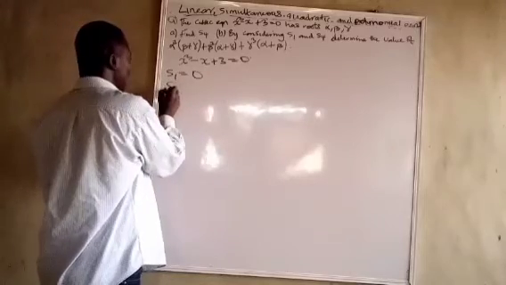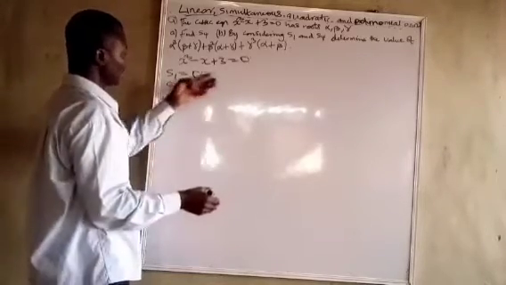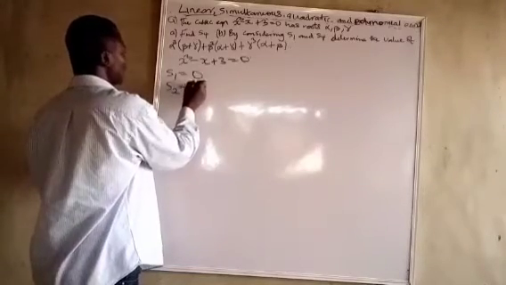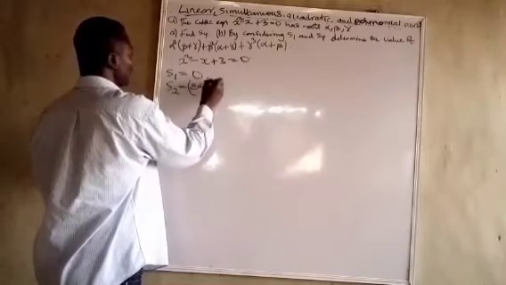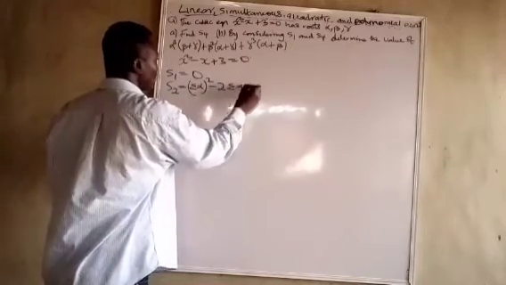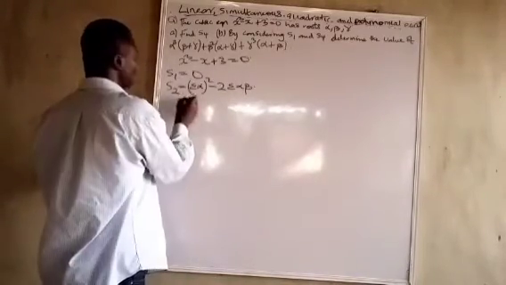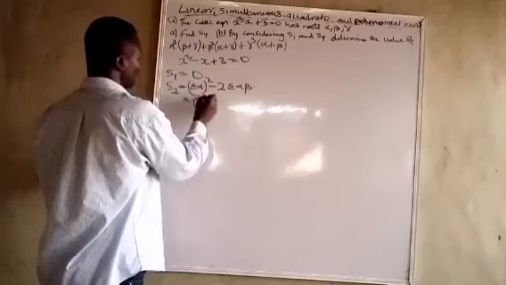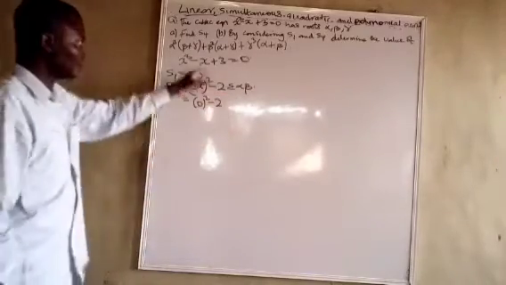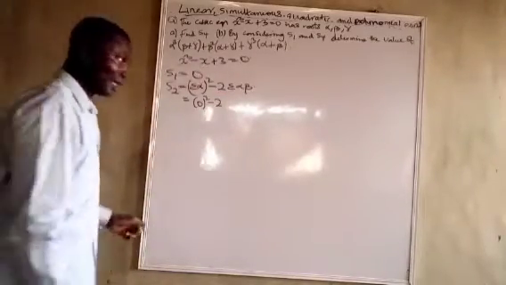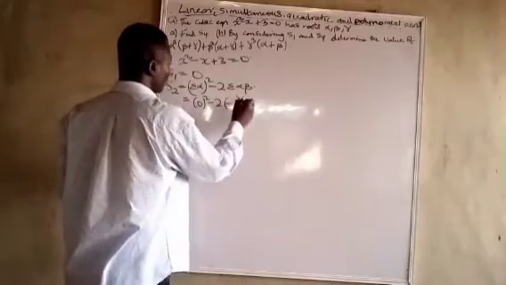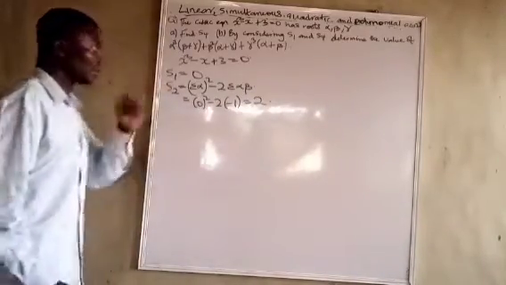We can get our s2 as well, and that's going to give us summation alpha all squared minus 2 summation alpha beta. And what is summation alpha? That is 0, minus 2. What is summation alpha beta? That is the coefficient of x, and that is minus 1. So s2 is equal to 2.